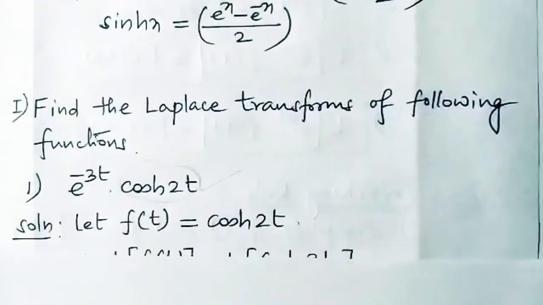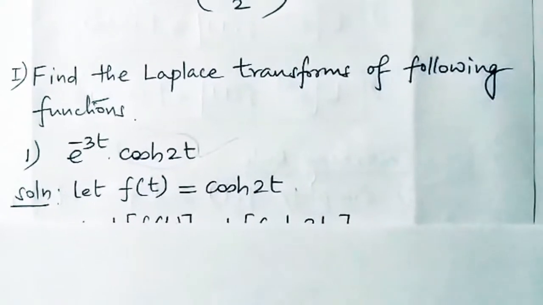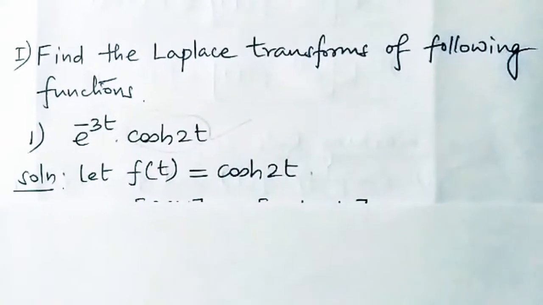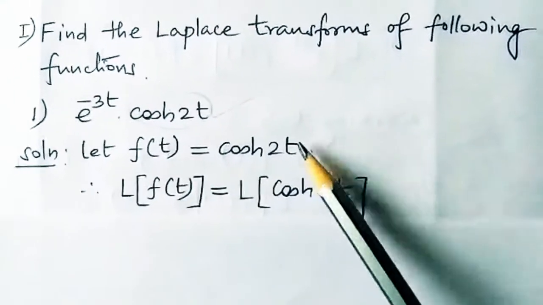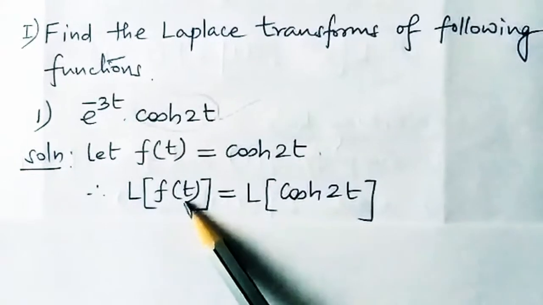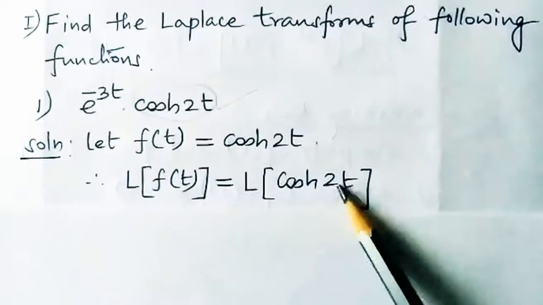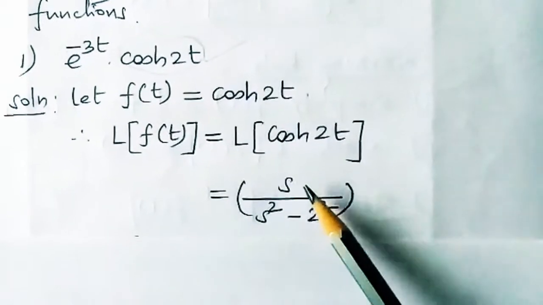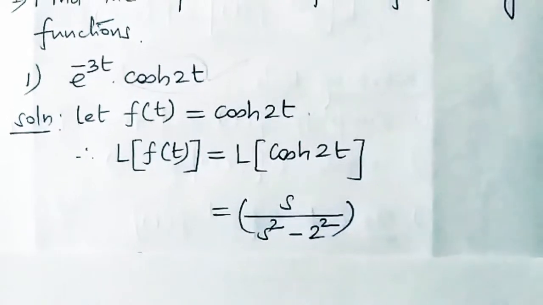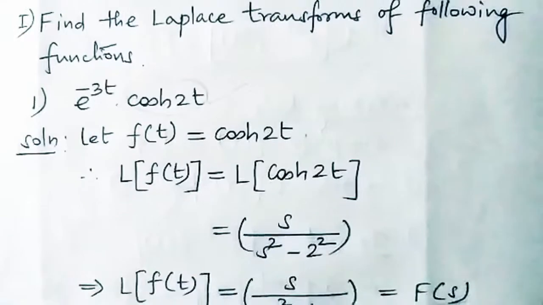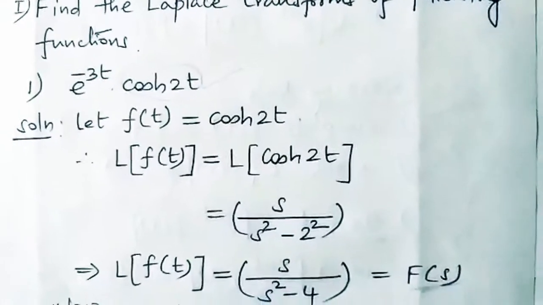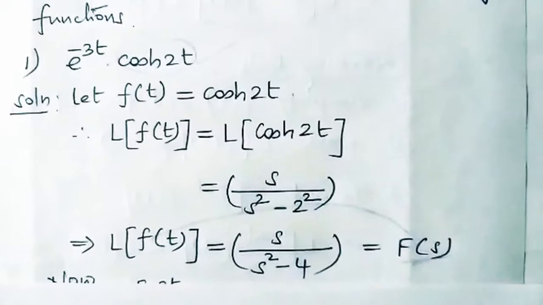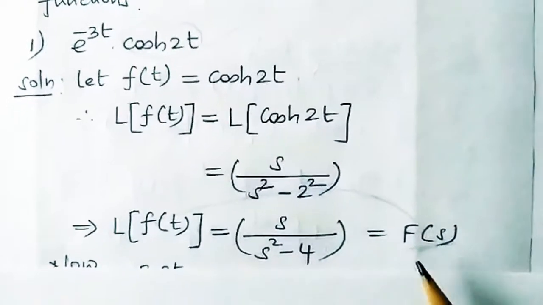Now here, without expressing it as an exponential function, I'll take f of t as cosh of 2t. Since it is a standard form, Laplace of f of t is Laplace of cosh of 2t, and we know the formula here: s divided by s square minus 2 square, which is s divided by s square minus 4. And what is Laplace of f of t? That is F of s.